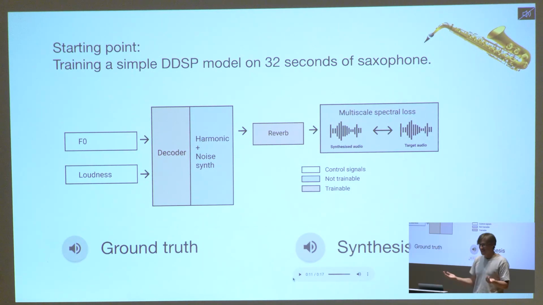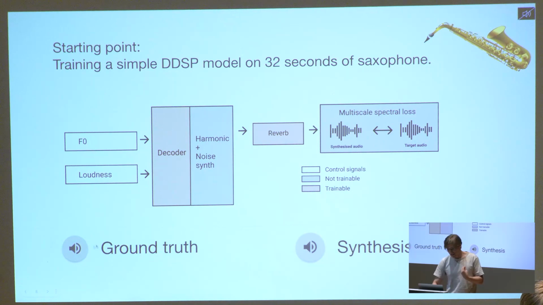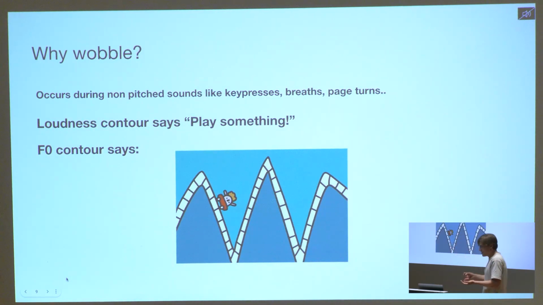All right, so what's that? Did you hear the wobble? The wobble actually lines up perfectly with something that happens in this ground truth signal. There's a breath there. When there's a breath, the loudness contour tells you to play something, but the F0 contour is all over the place, so we hear this wobble effect. And this happens whenever we have key presses, breaths, page turns, more transient sounds, and all types of noisy, non-pitched sounds.